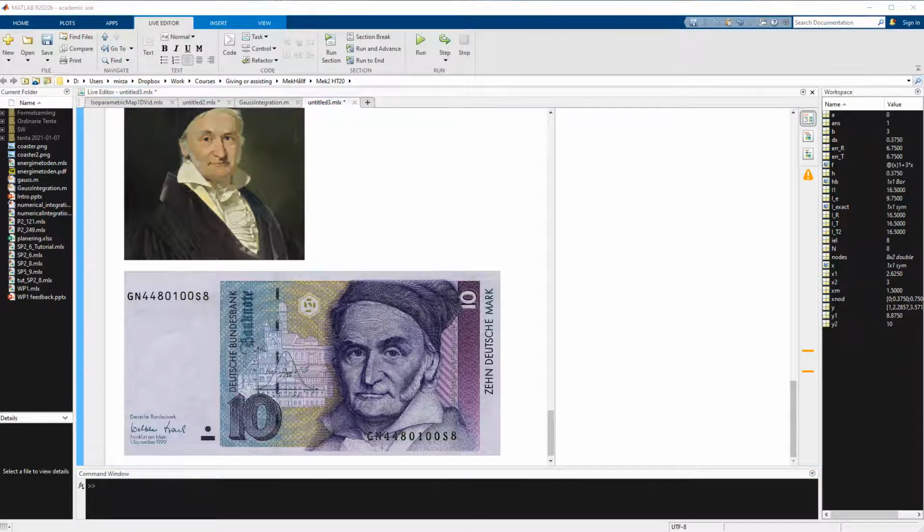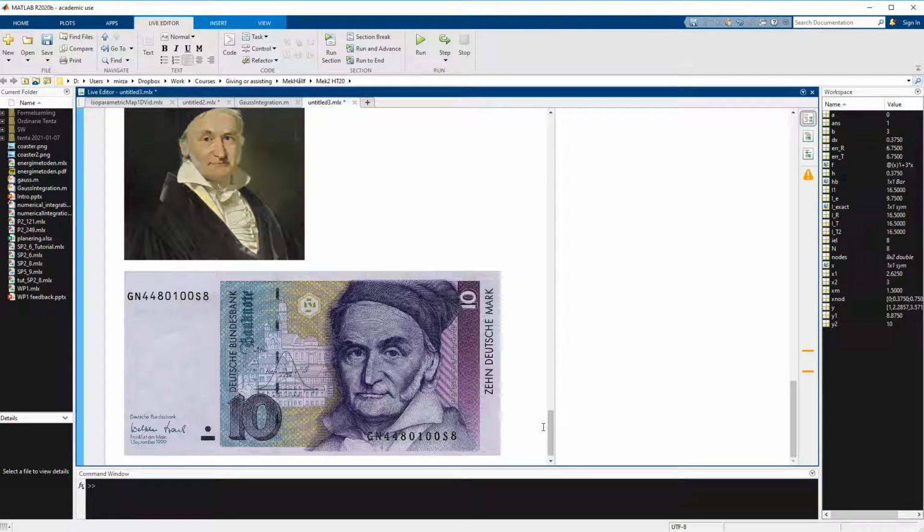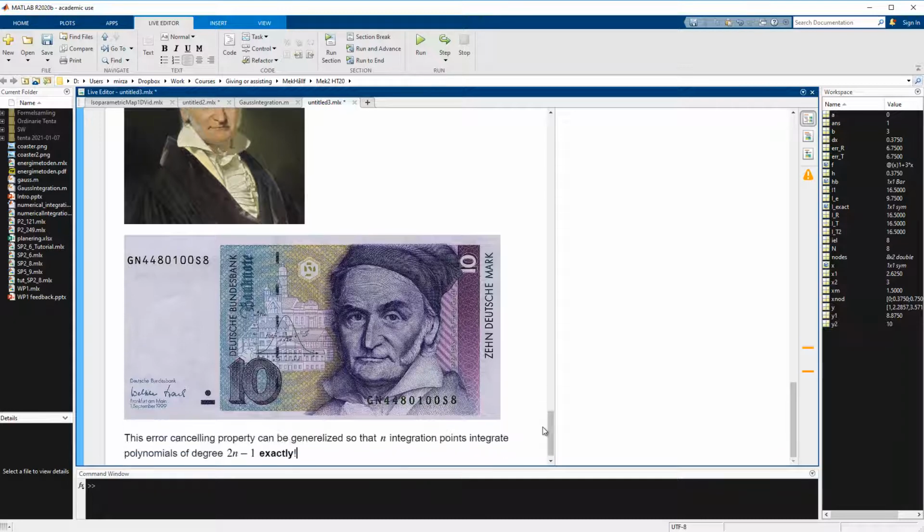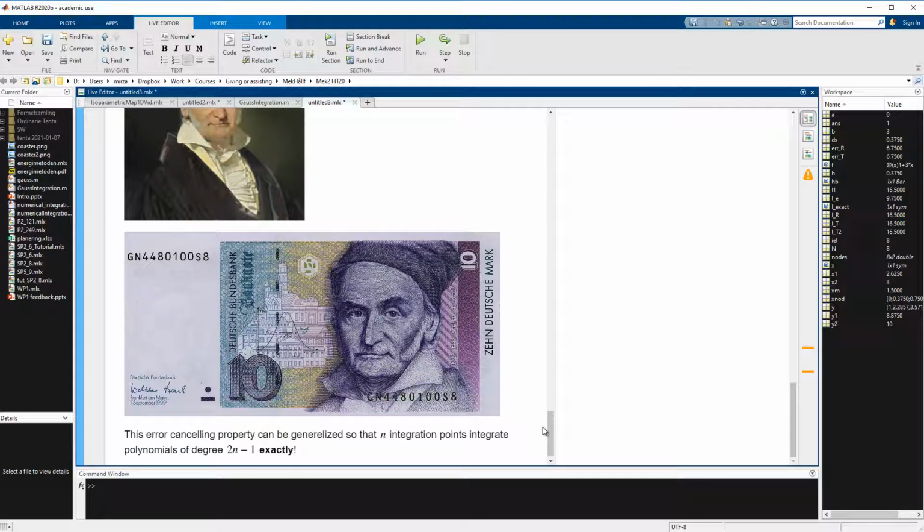Right, so Gauss realized this amongst a million other things. And what Gaussian quadrature is telling us is that this error cancelling property can be generalized so that n integration points integrate polynomials of degree 2 times n minus 1 exactly. Not an approximation, but exact integration.